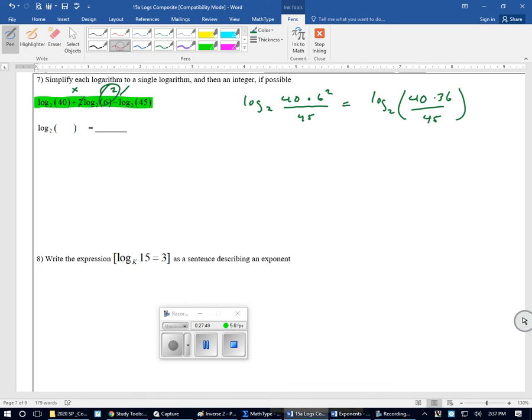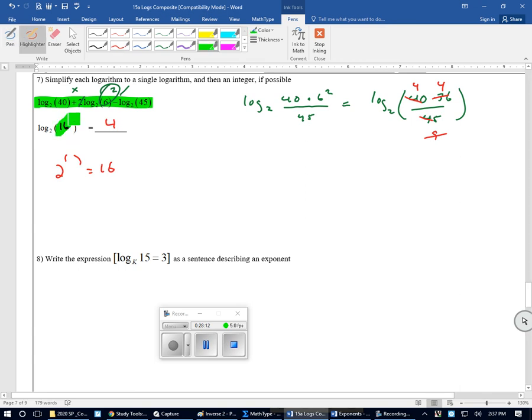Grab your calculator. I'm going to be lazy. Cancel a 5. That gives me a 4 and a 9. Cancel a 9. That gives me a 1 and a 4. So that becomes log 2 of 16. And if you look on your exponent sheet, the log 2 of 16, the exponent on 2 that gives you 16 is 4. Remember, I'm going to ask for both of those.